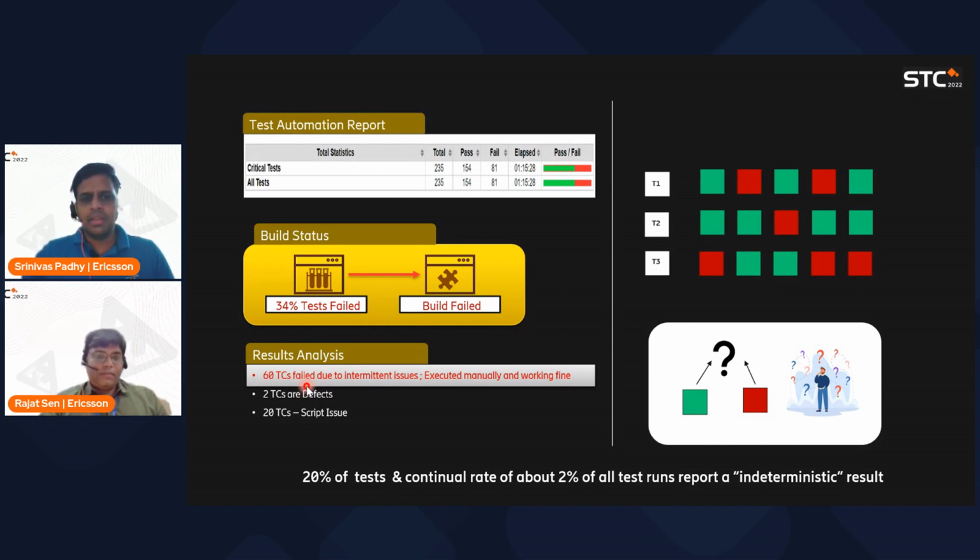Not only that, for debugging these 60 test cases, the automation tester spends a lot of time to come up with this analysis. It's a very time consuming effort. So what are these 60 intermittent issues? If you look at the right side, these 60 test cases across various runs perform like this. Sometimes passes, sometimes fails, sometimes passes, sometimes fails. If you see the second test case, same story. Passes, but sometimes fails. And this one is even worse. It fails, sometimes passes, and most of the time it fails.